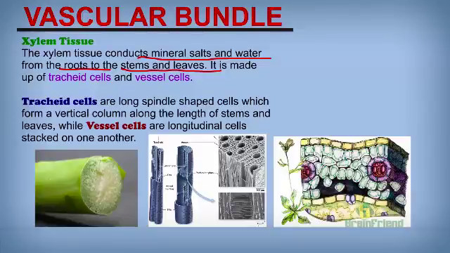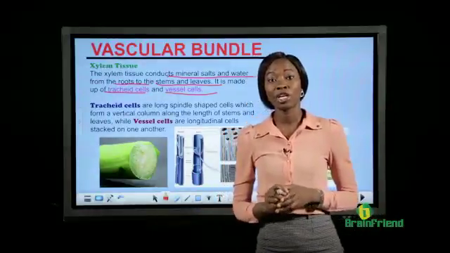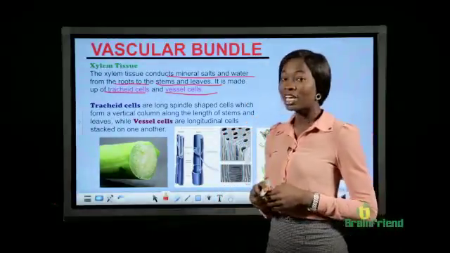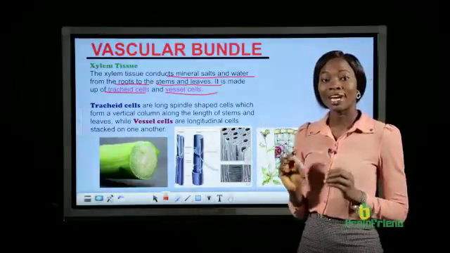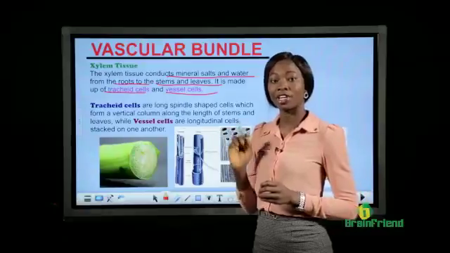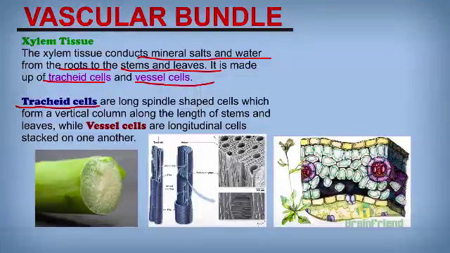Xylem tissue is made up of tracheid cells and vessel cells. It also has some other types of cells, such as the parenchyma cells and the fiber cells. But for this lesson, we'll be paying attention to the tracheid cells and the vessel cells. The tracheid cells are long, spindle-shaped cells that extend along the entire length of plants. They are part of the xylem tissue.